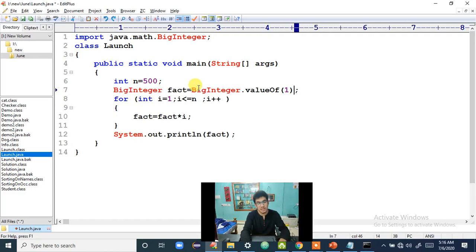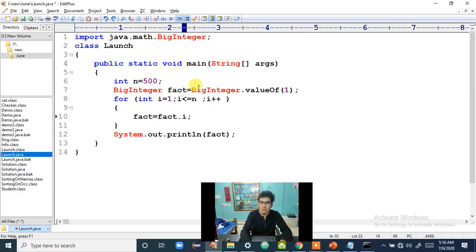Then it told, okay, in that line there is no problem, but fact is equal to fact into i, I can't multiply, because the star operator is only for numbers. Your BigInteger is a class, it is not a number. So if you want to multiply BigIntegers, there is a method called multiply.